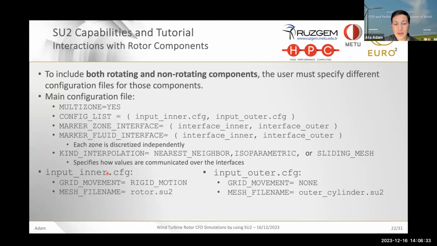So for the rotating part, you need to specify a grid movement type. It could be a rigid motion, it could be a reference frame, and give the mesh file name for your inner domain, the rotating domain. For the domain with the non-rotating components, you need to disable the grid movement option and give the name of the mesh file.